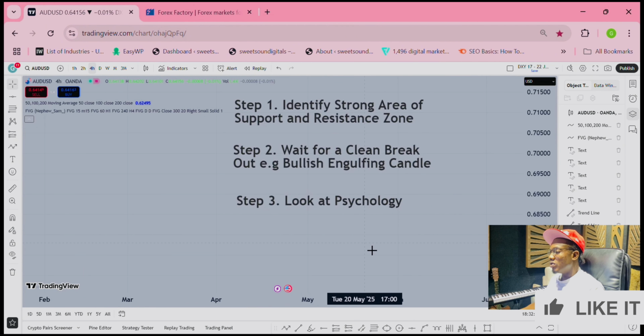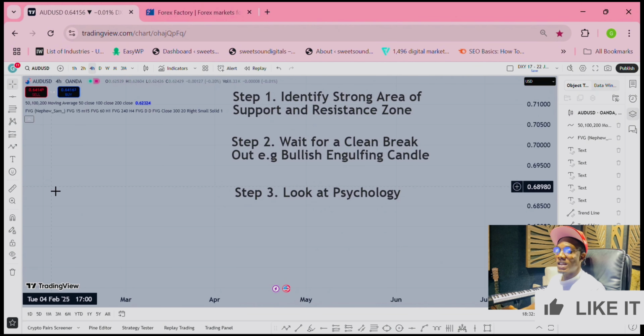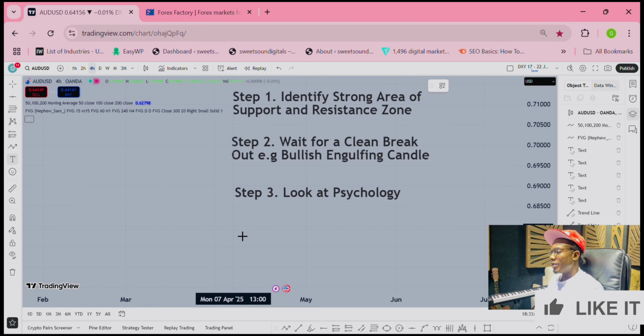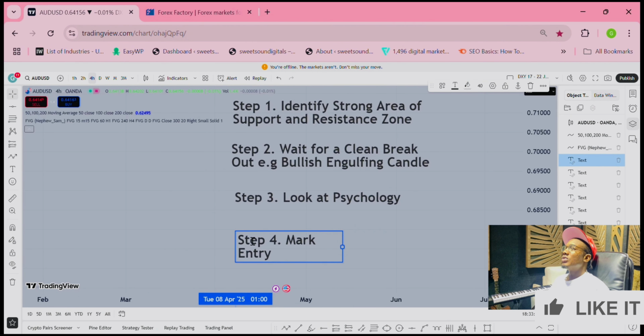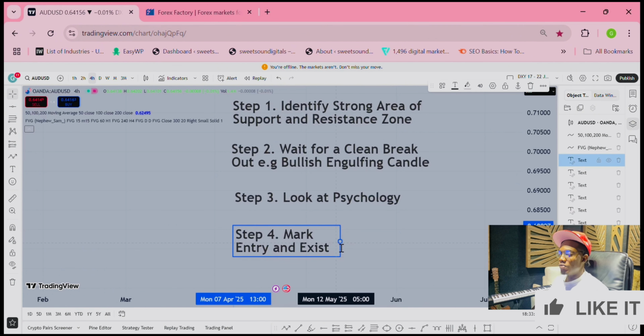So step 3, you look at your psychology, right? This is where the real crown is given. Yeah, the strategy means nothing without discipline, right? You stick to your plan, protect your capital, and never chase trades. Never, I repeat guys, never chase trades in this market, right? So this is what separates the rookies from the kings. Once you chase your trade, you miss it.